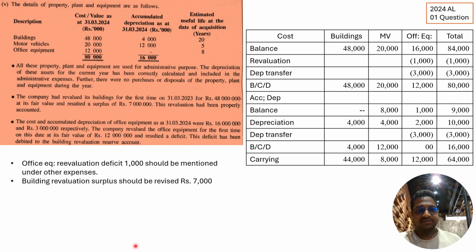In the fifth adjustment, they are giving information for the property, plant, and equipment. So here the cost and accumulated depreciation are given as at the closing date. And here the estimated useful life at the date of acquisition is given. And all these property, plant, and equipment are used for admin purposes. The depreciation of the current year has been correctly calculated and included in the administrative expenses.